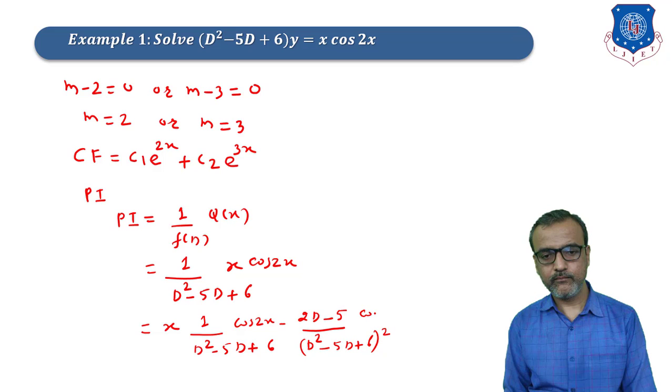v, and v is cos 2x. Think about case number 2. Whenever we have been given cosine of ax plus b, then we will replace d square by minus a square. So here we will apply case number 2. Here the value of a is 2, so a square is 4. So we will replace d square by minus a square, that is minus 4.